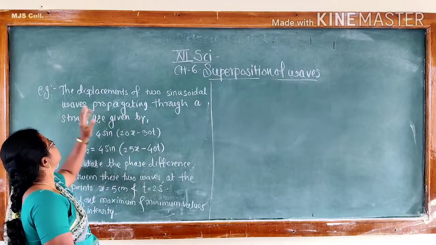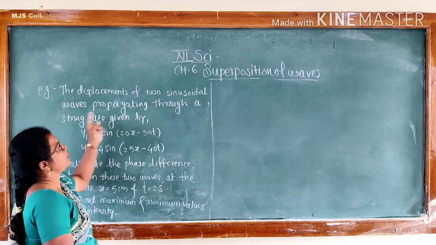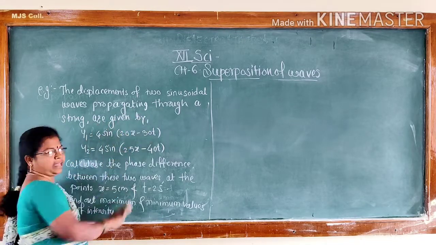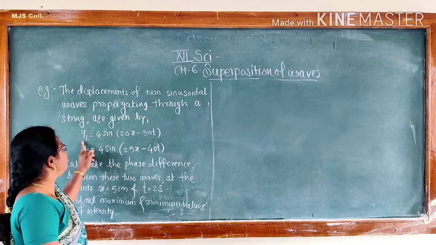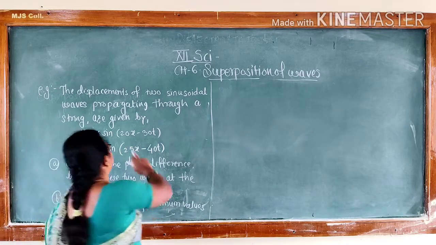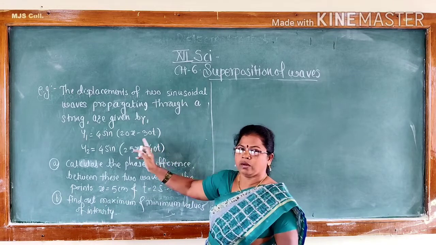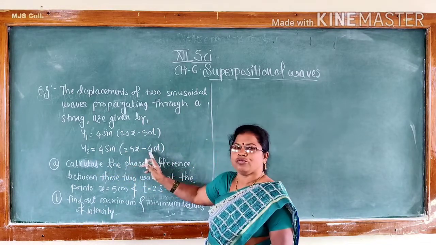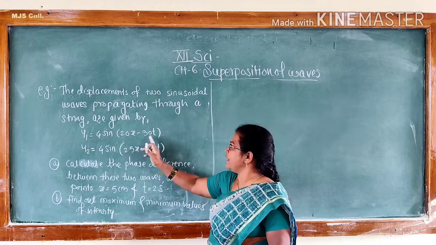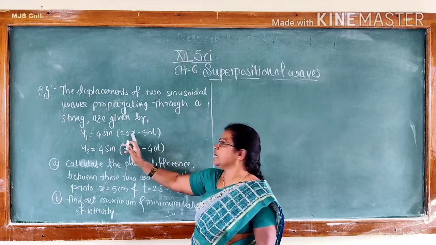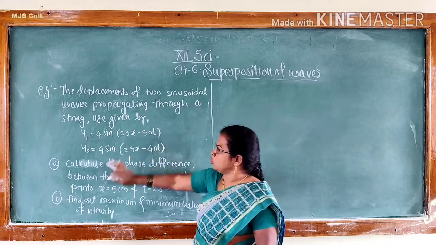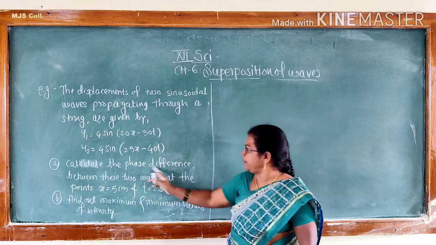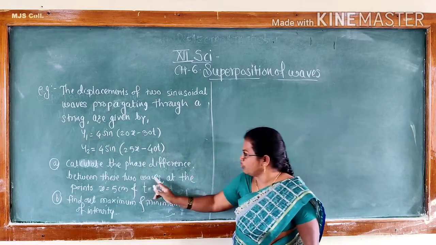Okay, consider the example. The displacements of two sinusoidal waves propagating through a string are given by the two waves we have. Y1 is equal to 4 sine of 20x minus 30t, and Y2 is equal to 4 sine of 25x minus 40t, in the form of sine of kx minus omega t. Therefore y2 is equal to this much. What are they asking?